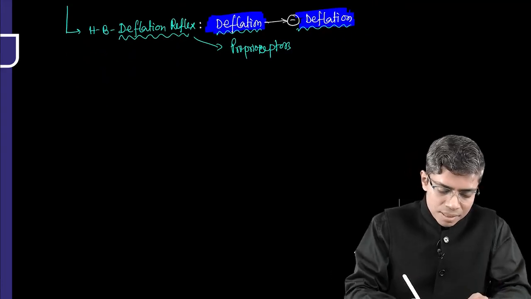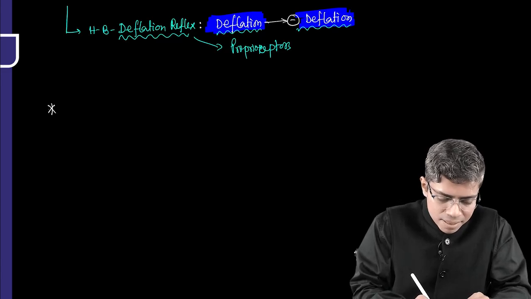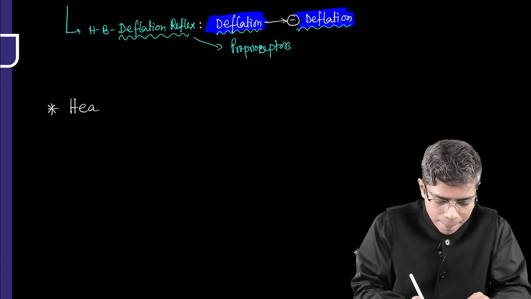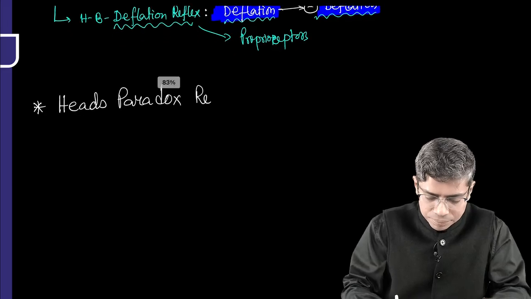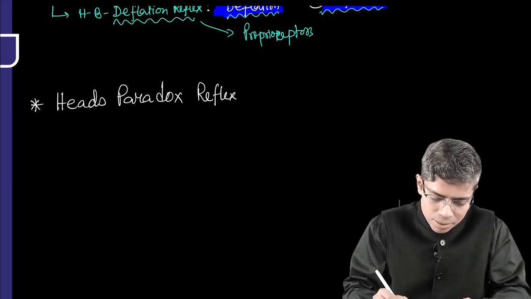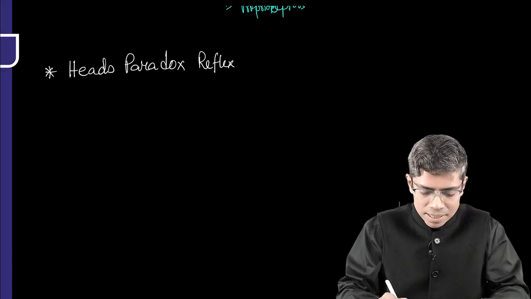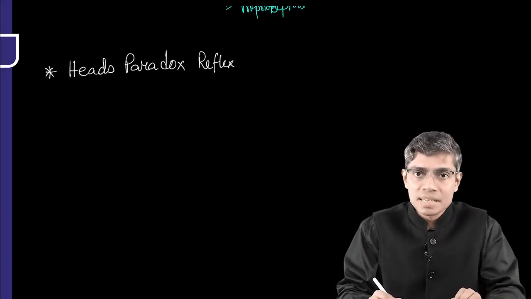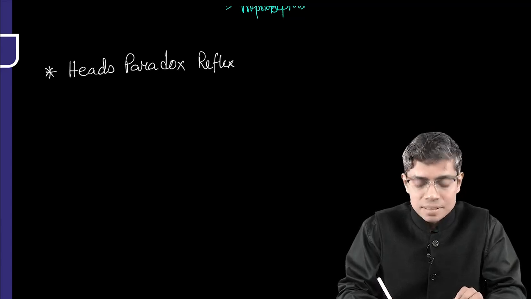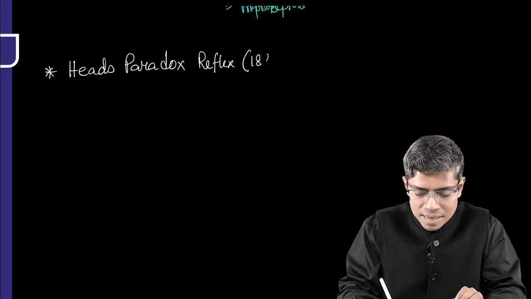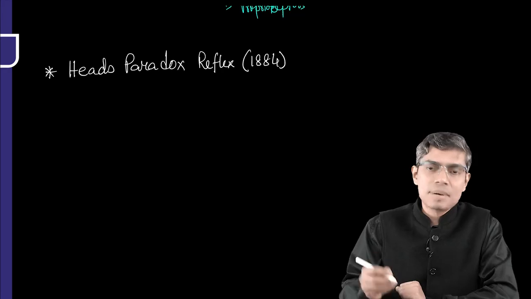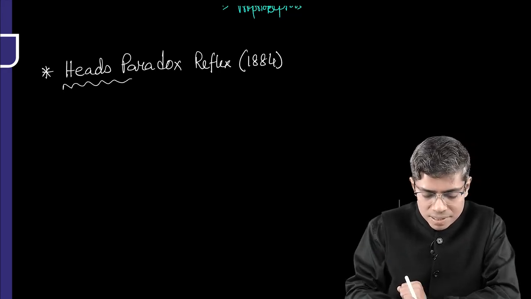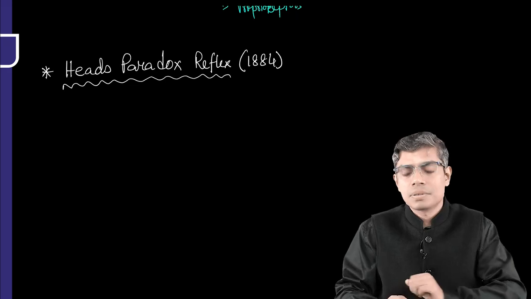Okay. Now, next is Head's paradox reflex. This reflex was described for the first time by Henry Head, the scientist who discovered it, in 1884. So what is the reflex and why is there a paradox?